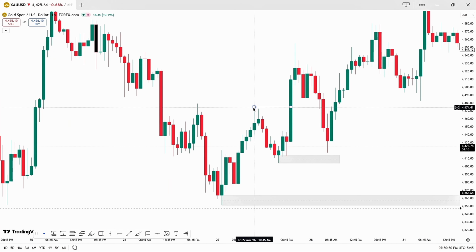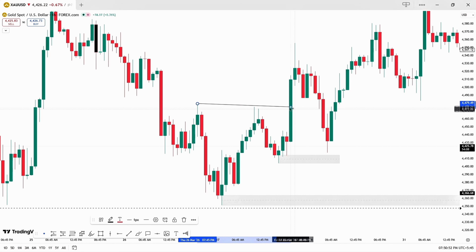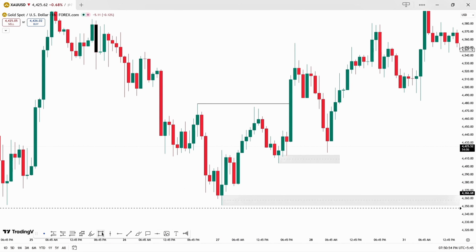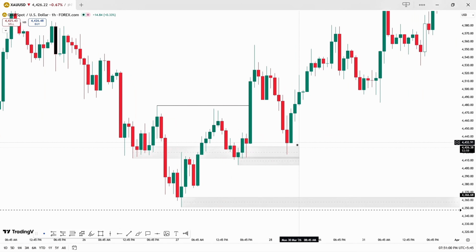This market goes from the QM level like this. We can see this is the QM level, and then QM is perfectly working here, and this is the example of the close and invalidation of the zone. The zone becomes invalid when it closes by the candle. That's it.